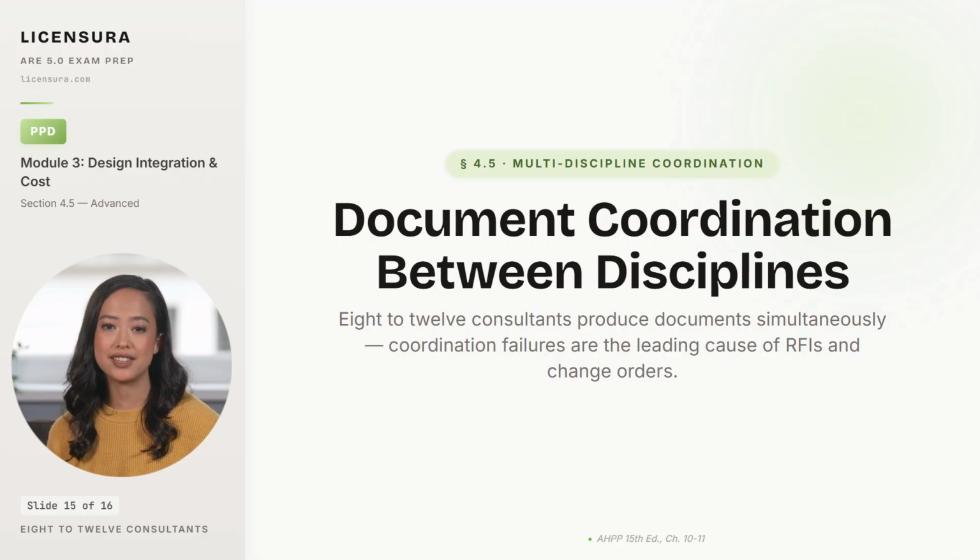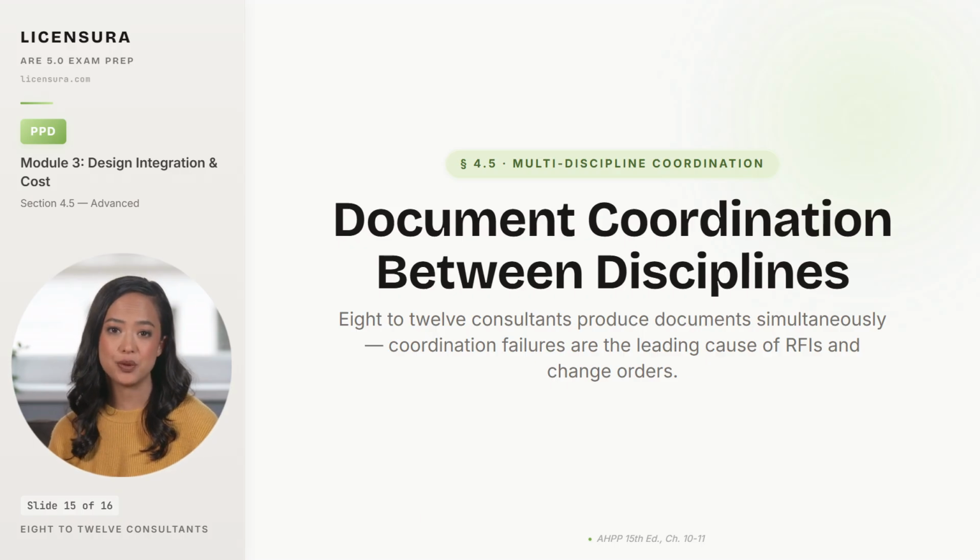Coordination failures are the single leading cause of RFIs and change orders during construction. And the architect who fails to lead coordination becomes the architect who gets sued when the building goes up with conflicts baked in. The legal frame is straightforward.